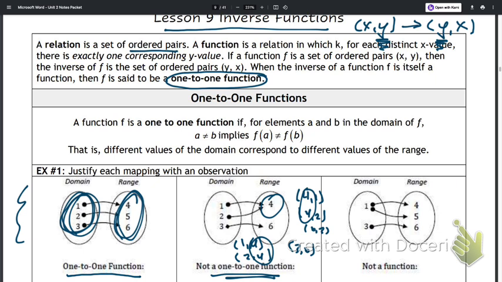On the next example, it's not a function to begin with, and that's because this x right here at 1 repeats. You've got the ordered pairs (1, 4) and (1, 5), and so your x's are repeating there. So that's what we mean by one-to-one. Basically, on the original function, no x's can repeat. That makes the original a function. But then also no y's can repeat, because that makes the inverse a function.